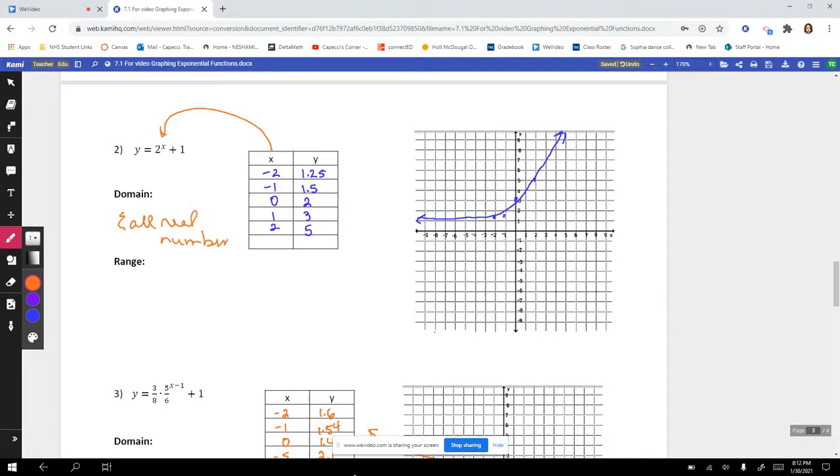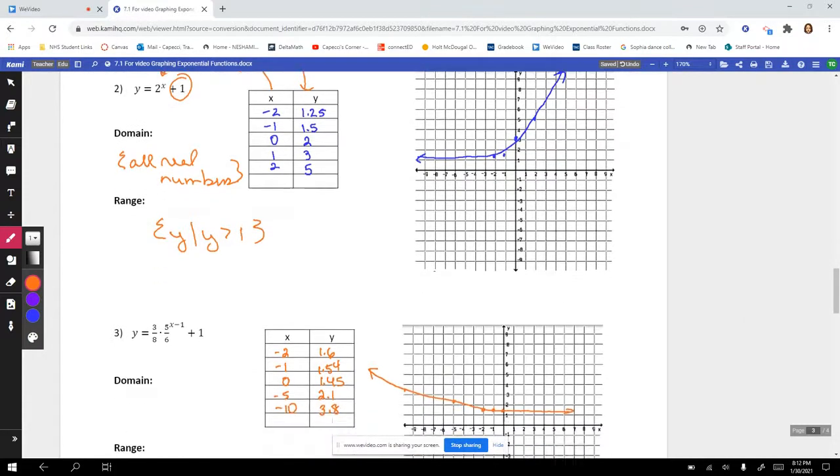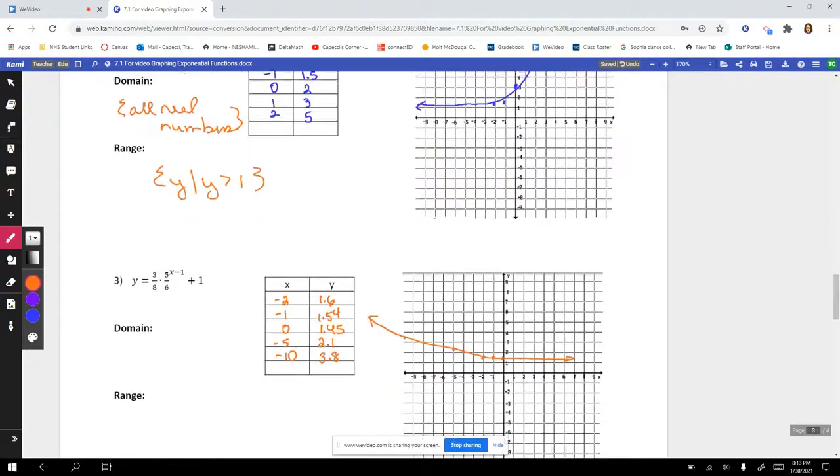Now you can see from my table, I'm getting very, very close to 1, but I'm not touching 1, and that is really because of that shift right there. So in this case, y such that y is greater than 1. Can't be equal to 1. It's not going to touch 1, but it's going to get really, really close.